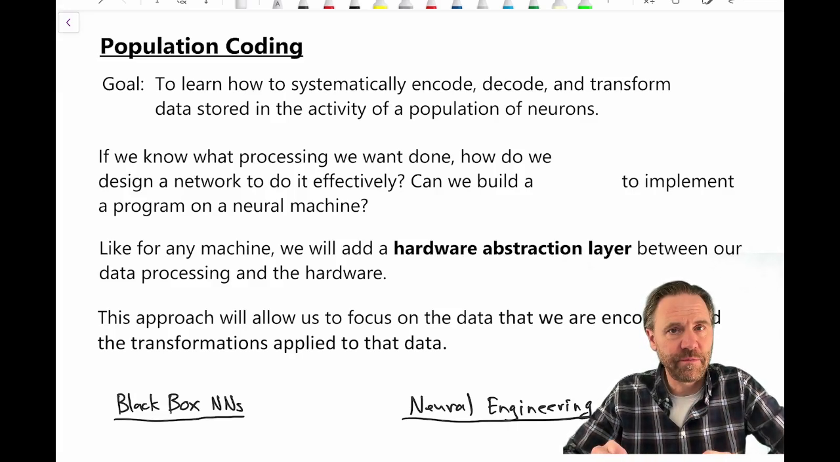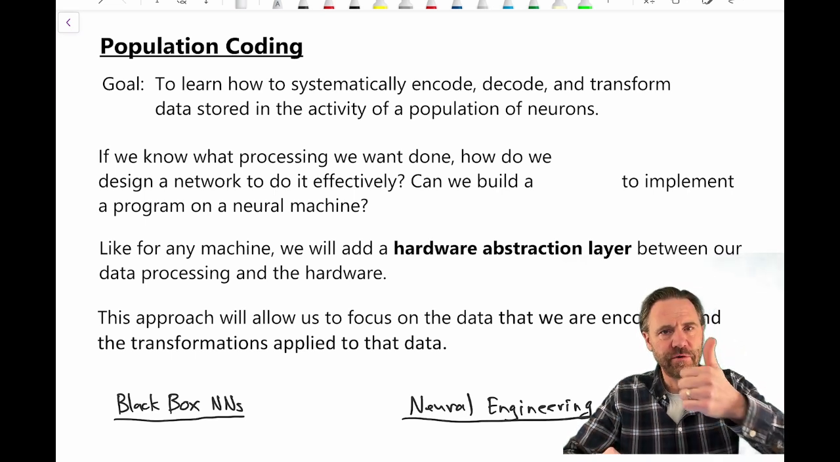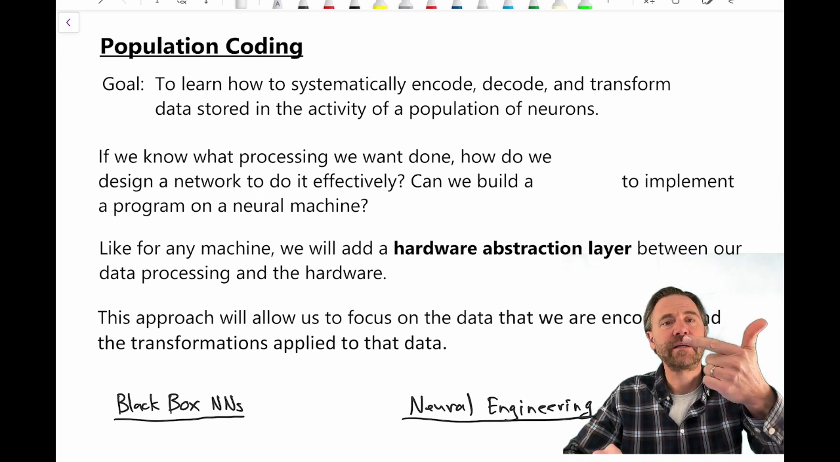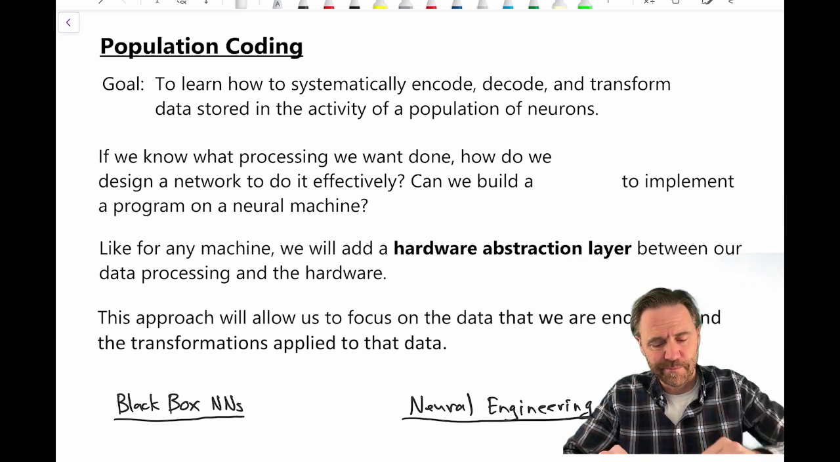This week we're going to be discussing neural engineering and the neural engineering framework. There are three parts to the neural engineering framework. First is population coding, the next is transformations, and then dynamics. So let's get into population coding.